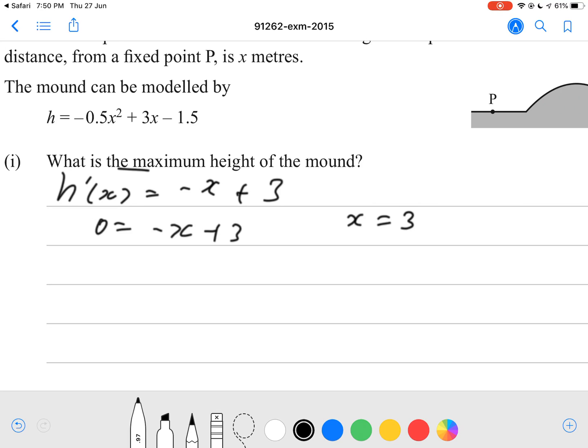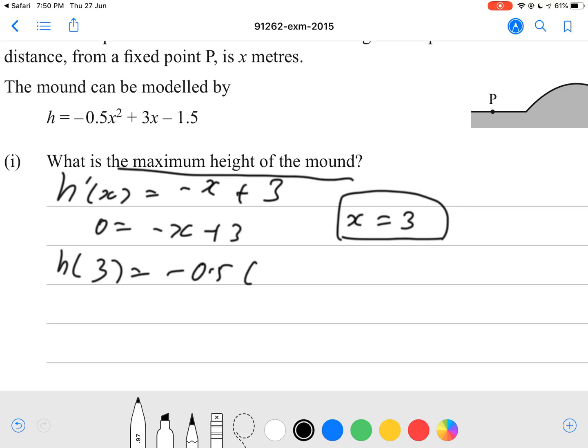Okay? But it asks you for the maximum height of the mound. So now you have that when x equals 3, you have your maximum height. So now we substitute x equals 3 in order to find what our height is at x equals 3. So we're going to say h of 3 equals negative 0.5 times 9, since 3 squared is 9, plus 9 minus 1.5.